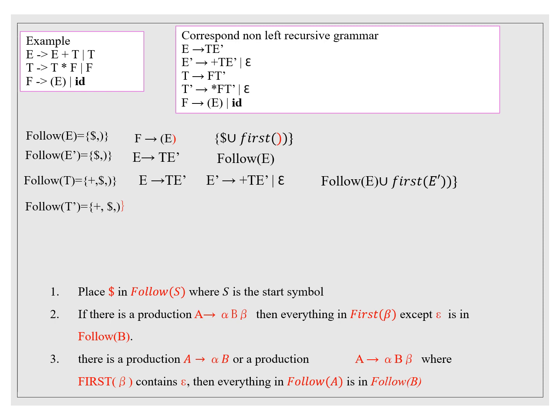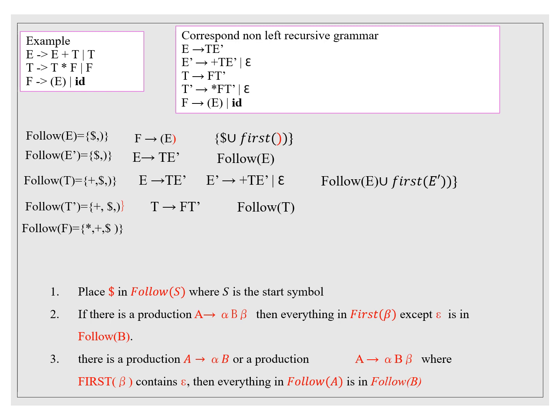Next, what is follow of T dash? It is the same as follow of E dash, right? I mean the step we followed for E dash. So follow of T dash means in the right hand side, T derives F T dash. Therefore, what is T dash? Follow of T dash is follow of T, right? Same.